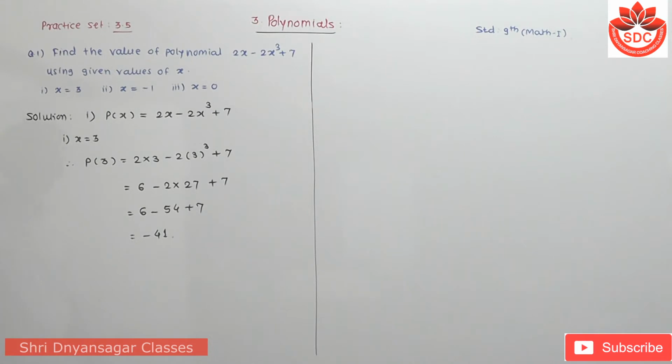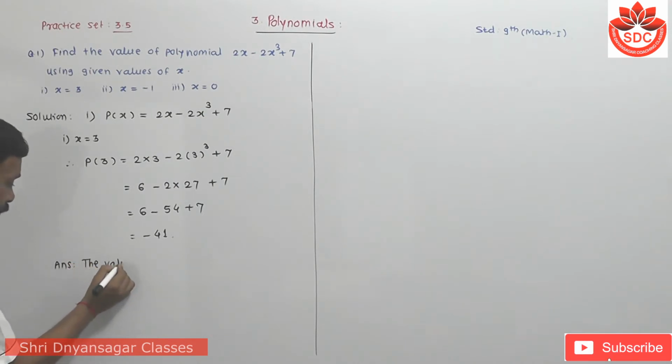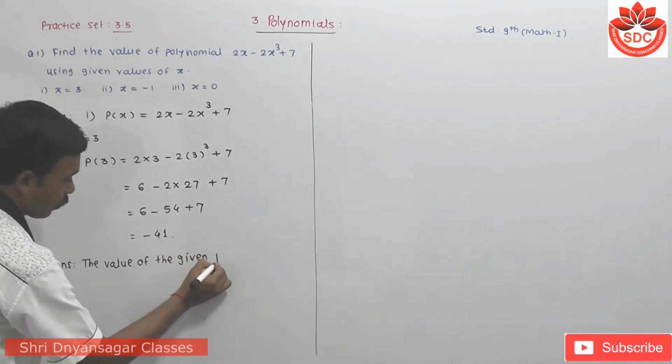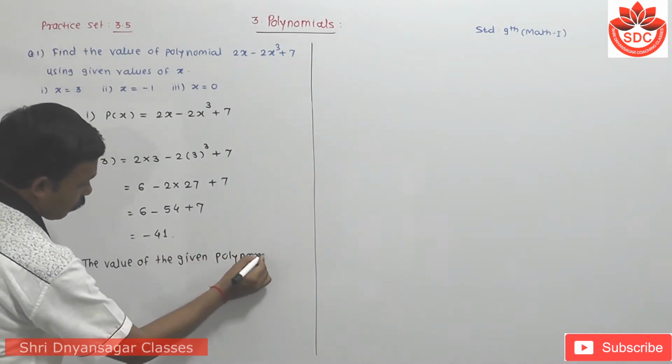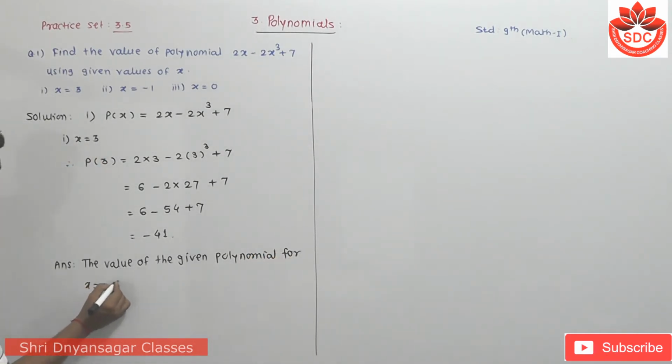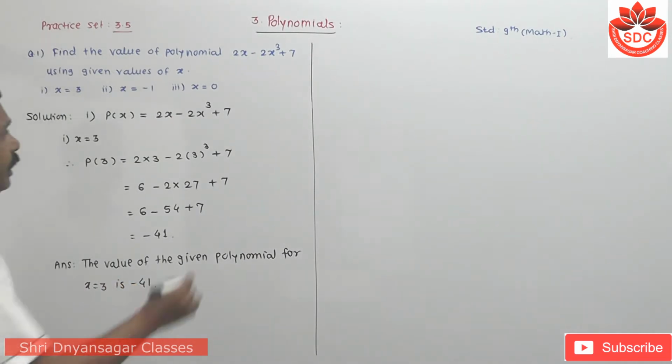Now this is the value of p(3). Therefore we write the value of the polynomial. Answer: the value of the given polynomial for x equals 3 is minus 41. Then we take the second one.